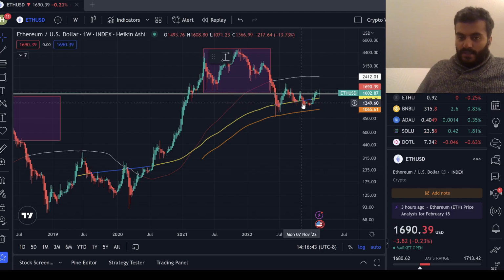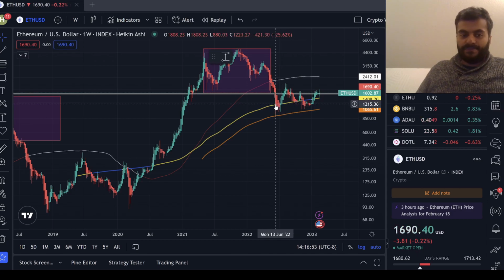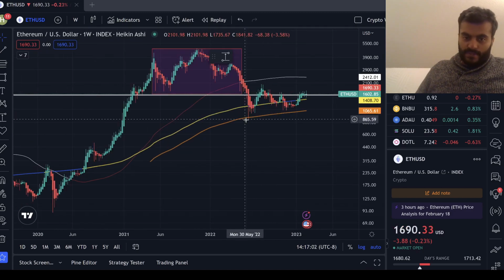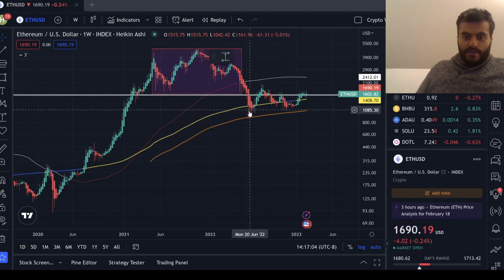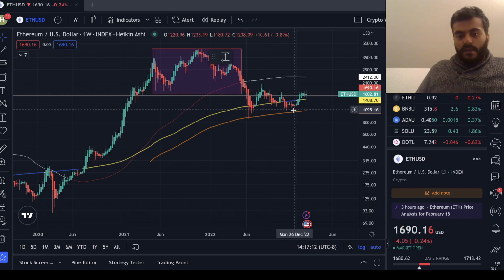So, but nonetheless, in this current bear market, Ethereum visited this 200-week moving average twice. First in June, where the price capitulated almost down to $850, and the price stayed below the 200 week for almost 1, 2, 3, 4 weeks almost.